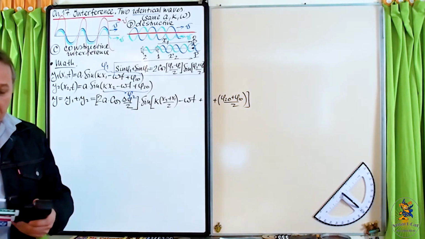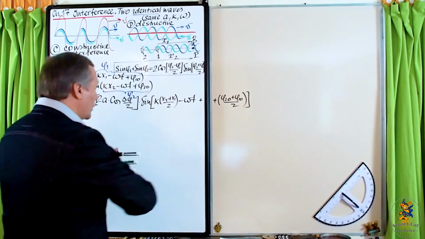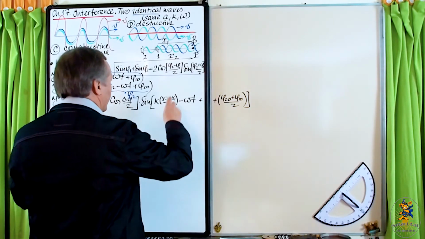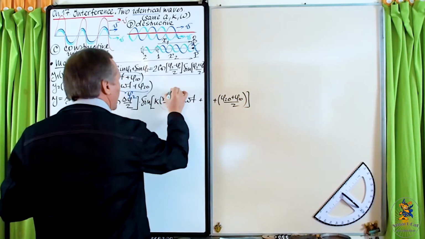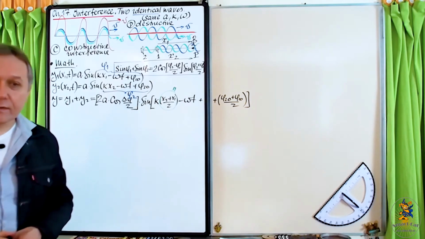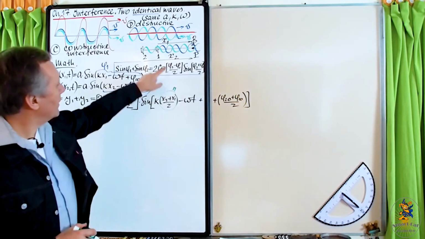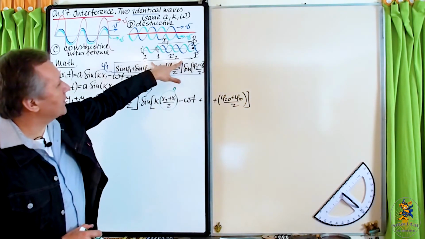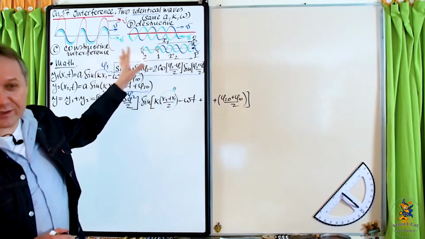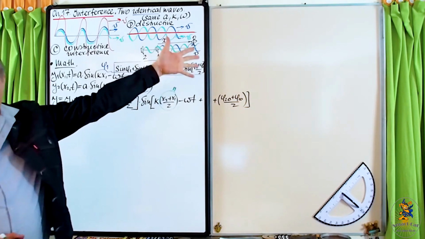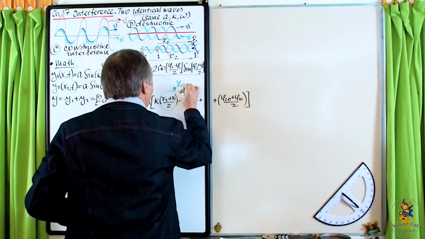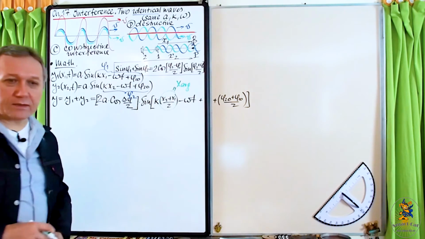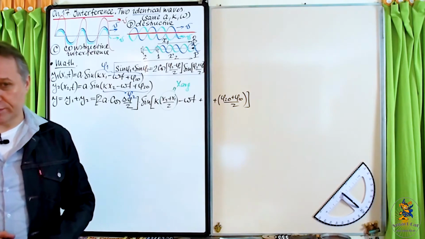Okay, so now let's denote this construction, x2 plus x1 over 2, and call it x average. Because what is this? It's x1 plus x2 divided by 2. It's the average distance from both of these sources to the point P. So let's just call it x average, x with subscript AVG.